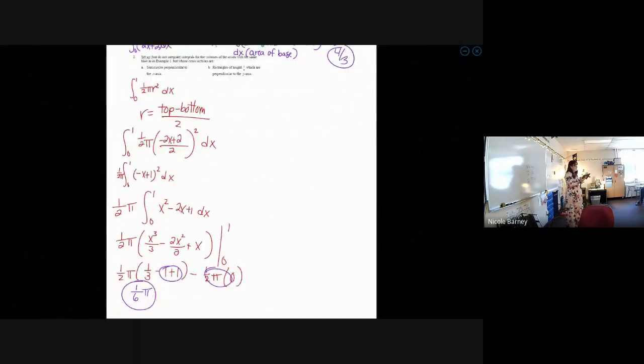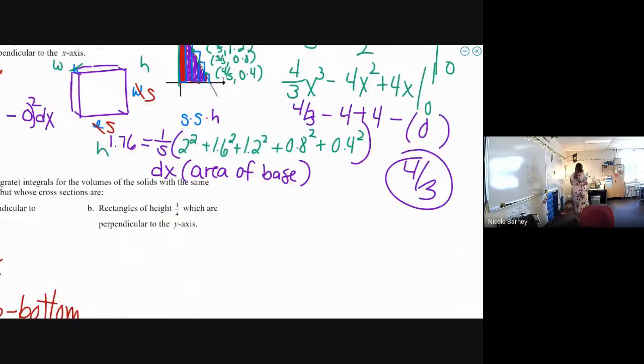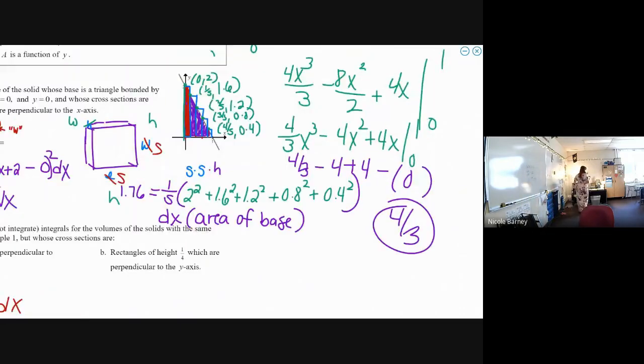The next one talks about a rectangle with a height of 1/4, which is perpendicular to the y-axis, okay? Dude, look at how much you wrote. Like, honestly. I know. Yeah, you have this much space, and you didn't have to integrate it, so I did that. That was all extra stuff.